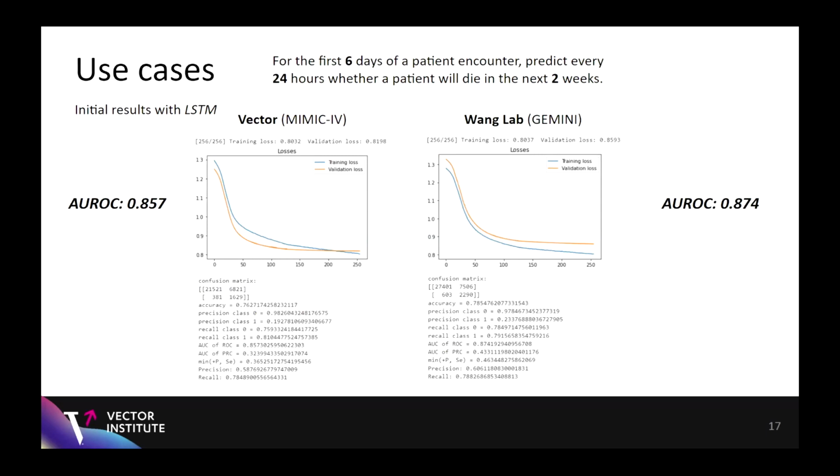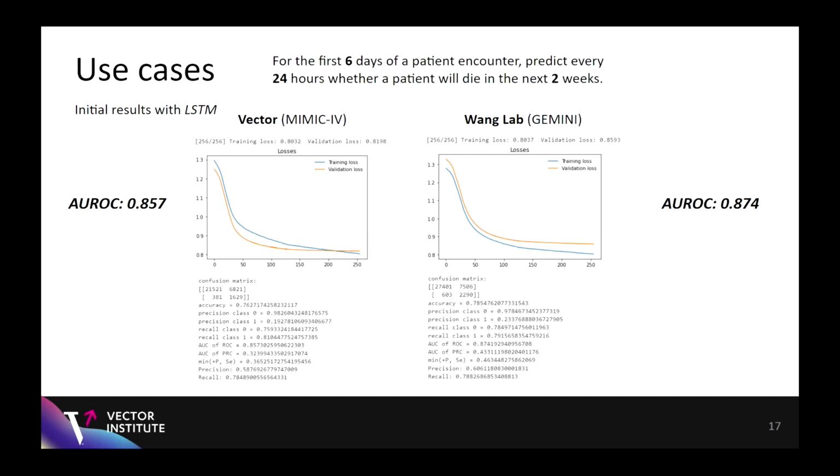So here we actually see a bit of results. This is for the temporal results with the LSTM. The problem definition is, for the first 6 days of the patient's encounter, predict every 24 hours whether a patient will die within the next 2 weeks. It's the same problem definition for both use cases, though with different initial data.